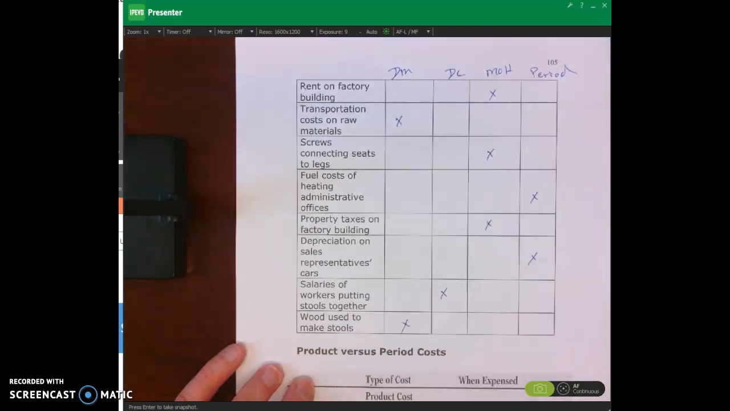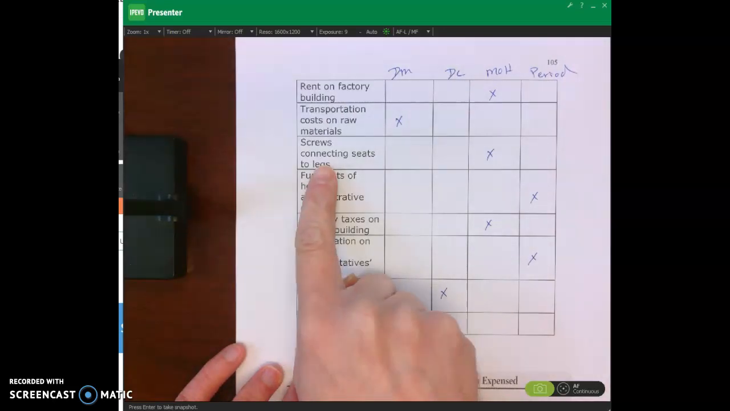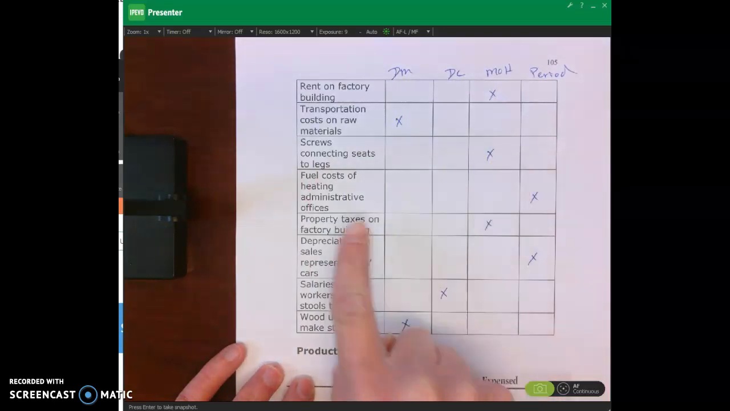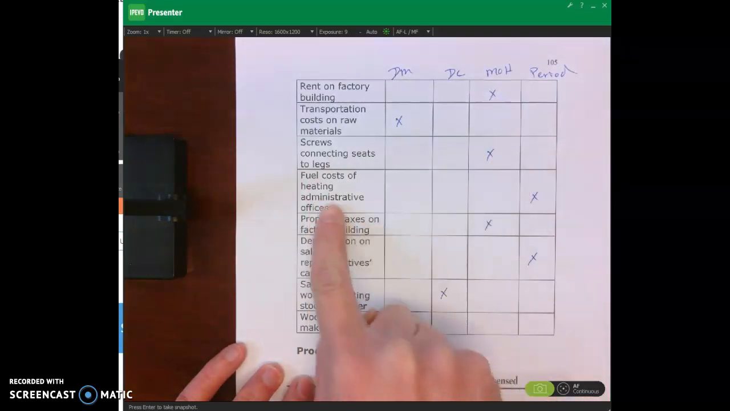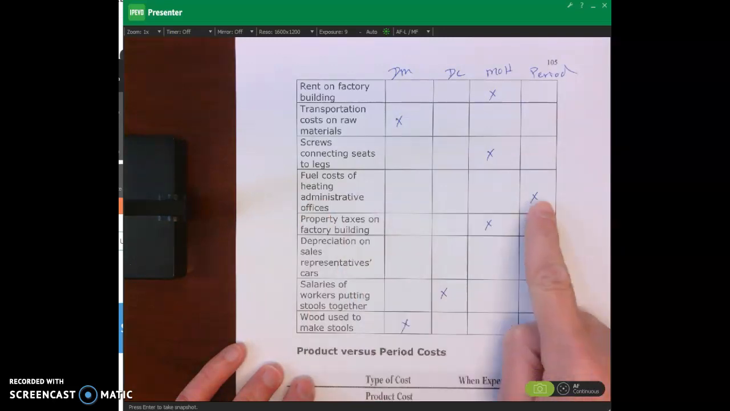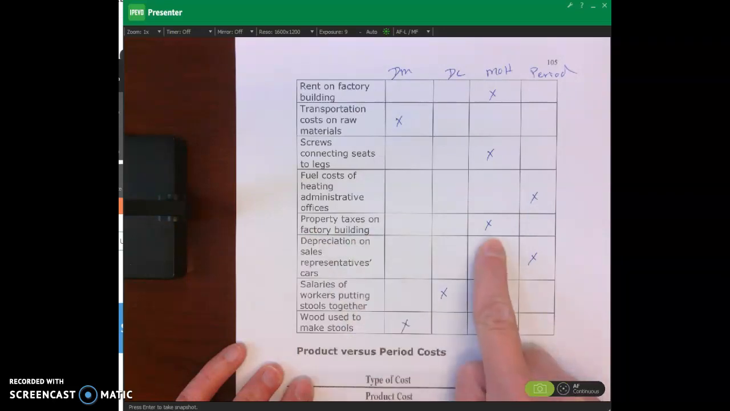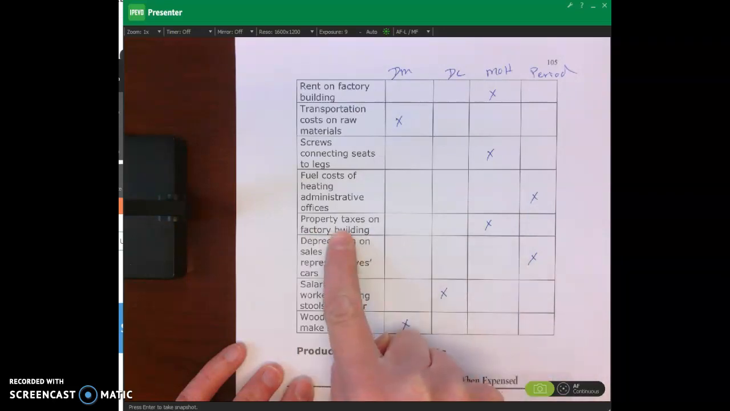Okay, hello and welcome back. So we have our screws connecting seats to legs. That is indirect materials, which falls under manufacturing overhead. Fuel costs of heating administrative. The key word is administrative, which means it's a period cost. Property taxes, look at the keyword factory. That means it's manufacturing overhead, not an administrative period cost.